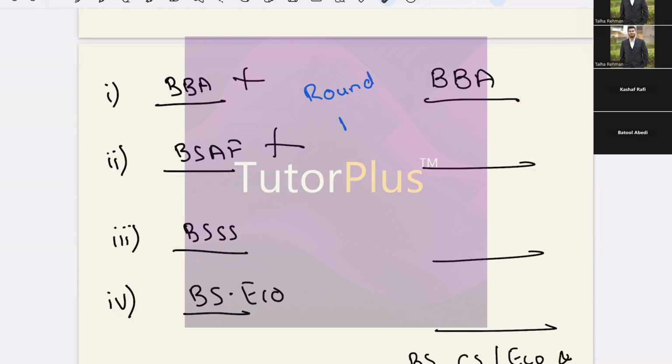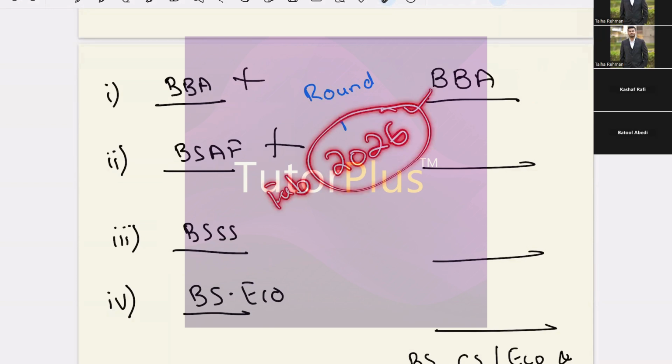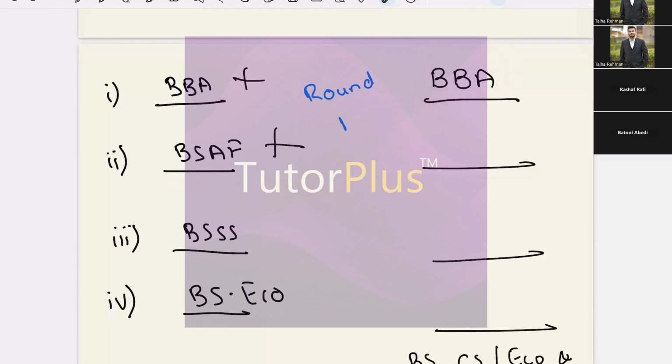So let's just say once again, if you're not able to get into your desired program in round one or round two in 2025, what you can do is study in another program, and then you can resit the test in February 2026, and you can clear the test for your desired program, and then you can take a transfer. But once again, for that, you'll have to clear the test.